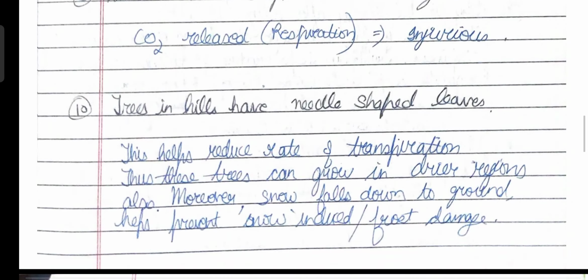Next question is, trees in hills have needle shaped leaves. Now there are two reasons behind this. First reason is that because of the needle like shape, the transpiration rate is reduced, so this helps prevent water loss. The second reason is that since in hilly areas there is a possibility of snowfall, due to the conical shape and the pine like or needle like leaves, the snow is able to fall down easily. It is not able to hold or sit on the leaf, and as a result the frost damage or damage due to extreme snowfall is prevented. So that is why the shape is like that.